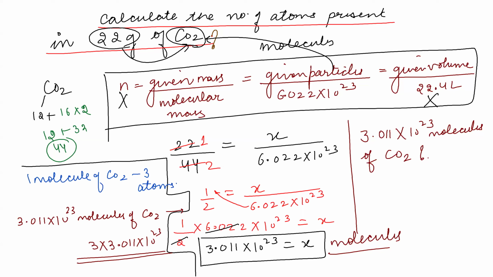Are we understanding or not? So simple. What is there to calculate here? You are simply going to calculate the number of atoms present in the molecules. Are we understanding or not? Very simple. Got it?